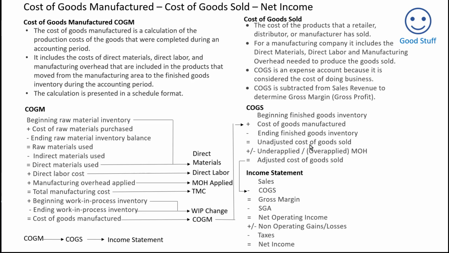At that point, we adjust the cost of goods sold by either adding the underapplied manufacturing overhead or subtracting the overapplied manufacturing overhead. The result is an adjusted cost of goods sold balance. The cost of goods sold then appears on the income statement where it is subtracted from sales to determine the gross margin or gross profit.